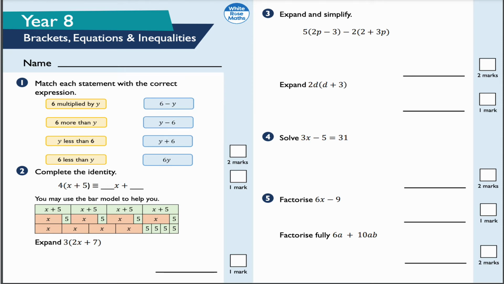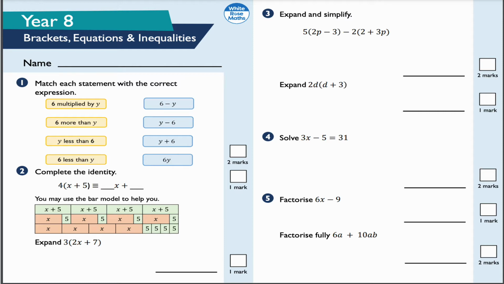Hi, in this video we'll be taking a look at year 8 brackets, equations and inequalities. This is from the White Rose Maths worksheets, and it's got resources from year 1 right the way through to year 11 maths for both tiers for GCSE maths.